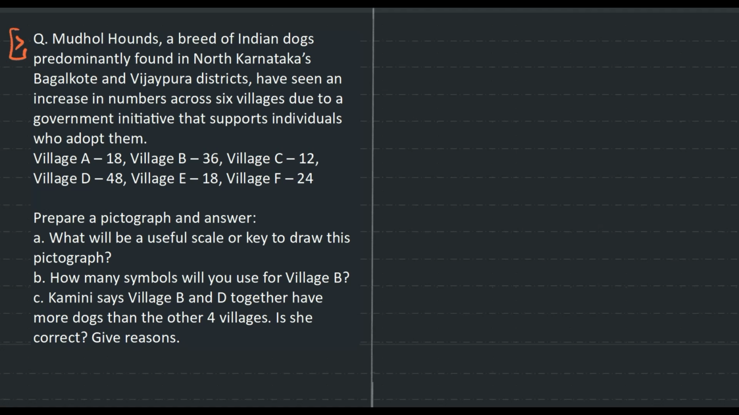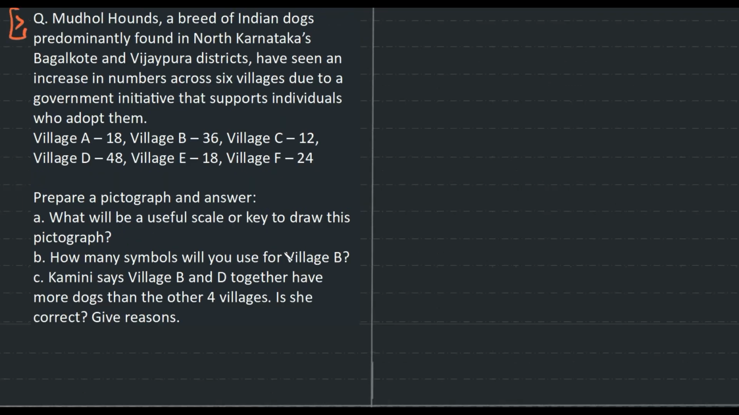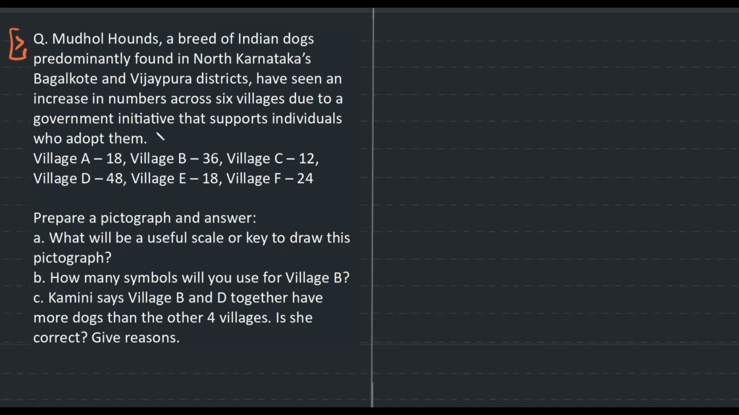We have an Indian dog breed. Actually, this is pretty famous. It's Mudol. They're quite fast actually. So the question is about Mudol, the Indian dog breed, found predominantly in the northern part of Karnataka.